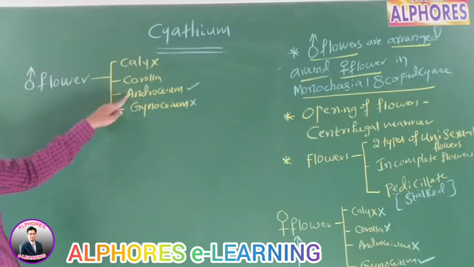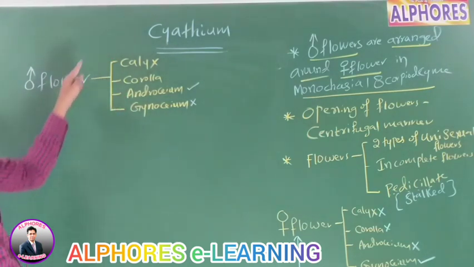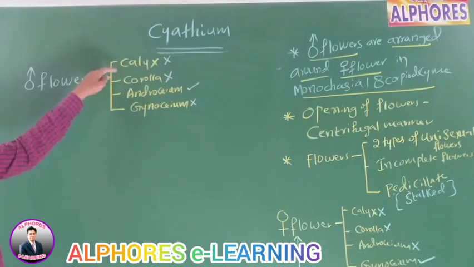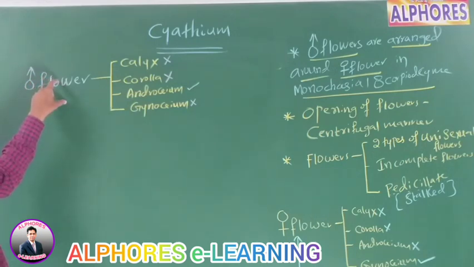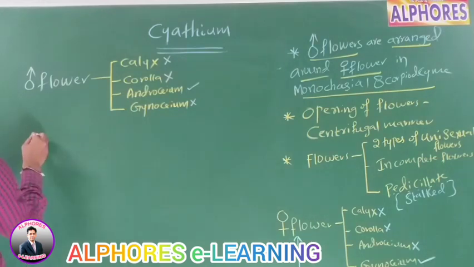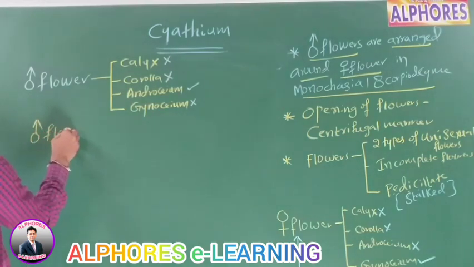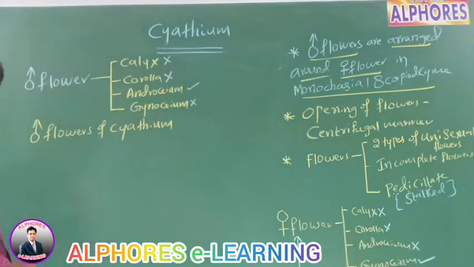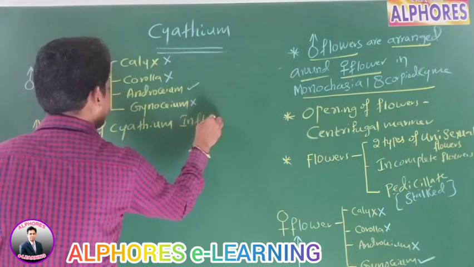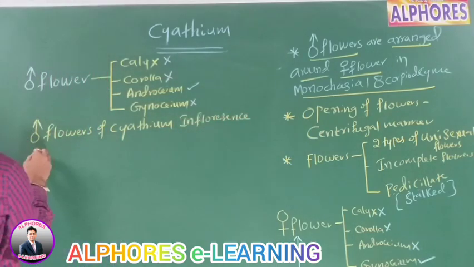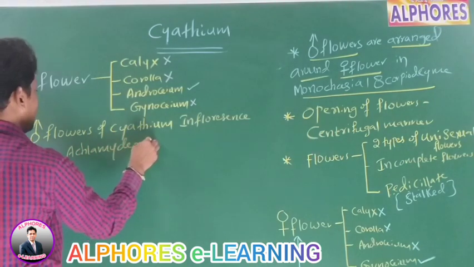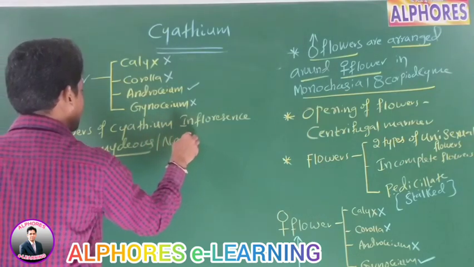In the male flowers of cyathium inflorescence, the calyx and corolla are also absent. What and what are absent? Calyx and corolla are absent. It means here male flowers are also achlamydous flowers, naked flowers. Yes or no? Right. Therefore, the male flowers of cyathium inflorescence are achlamydous. They are naked flowers.